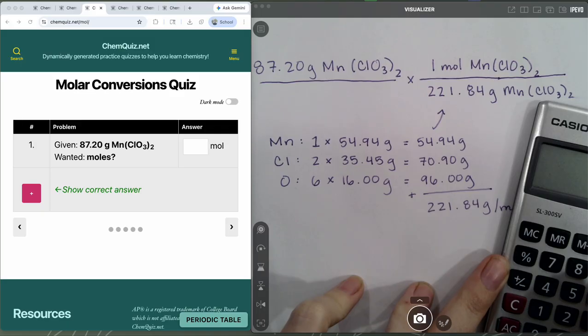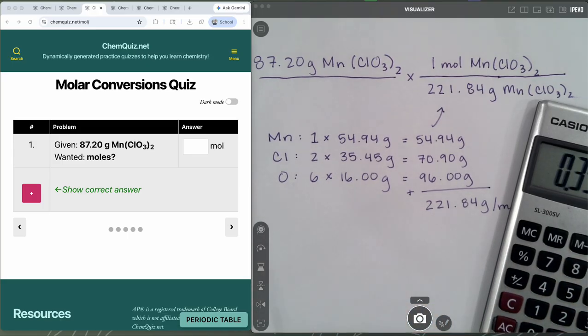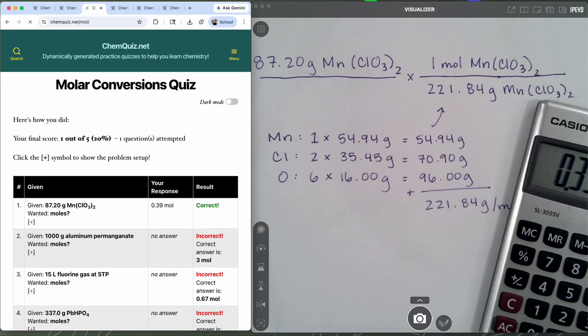87.20 times 1, this is the same thing, times 1, divided by 221.84. Okay, so I got 0.39. Is that what you got? Yes. All right, let's see. Okay, we got it. Very nice.